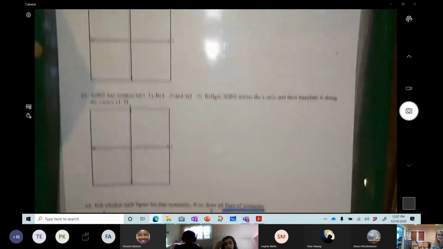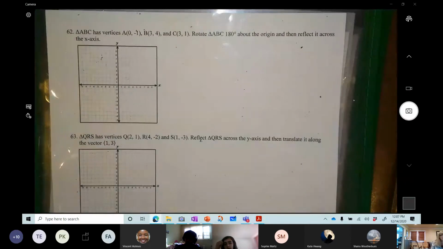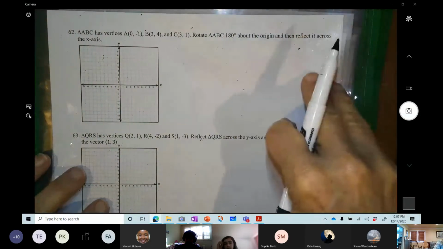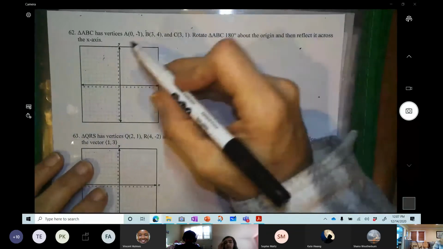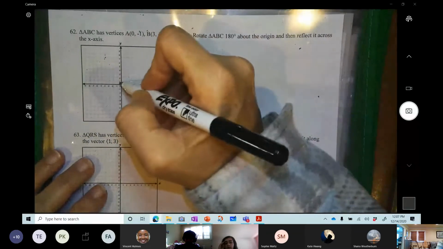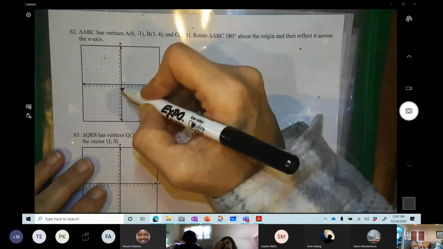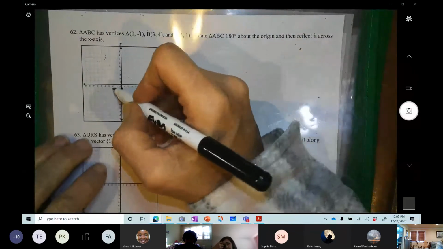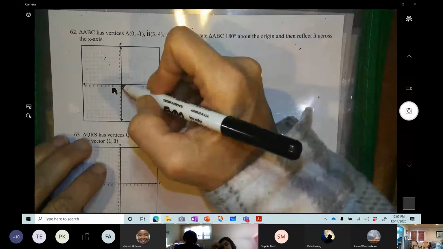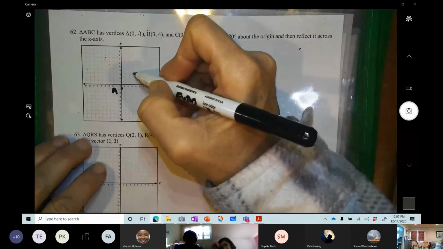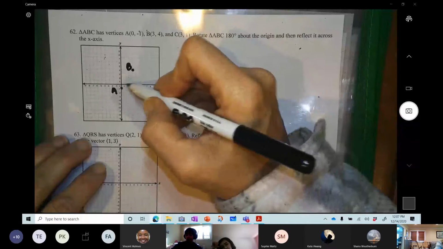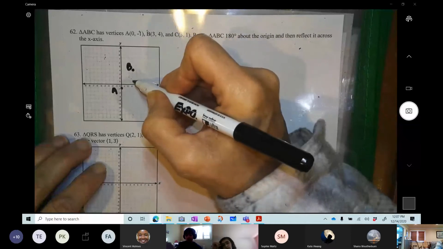Now let's get back to these, and hopefully we'll be able to finish at least one. So what you're going to do is do 2 rules, right? The first rule, you'll start with these. A is 0, negative 1. B is 3, 4. And C is 3, 1.